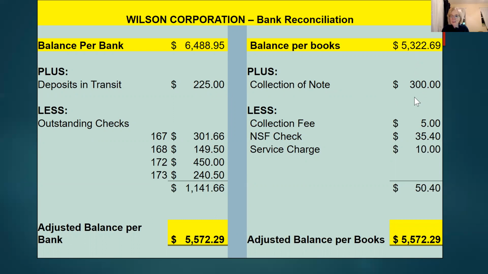We're adding it here, so we're going to create a journal entry. We're going to add it to the cash account. So debit or credit to increase cash? So for the 300 only, debit or credit?